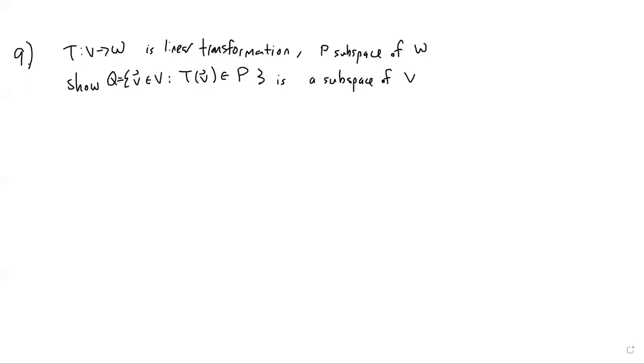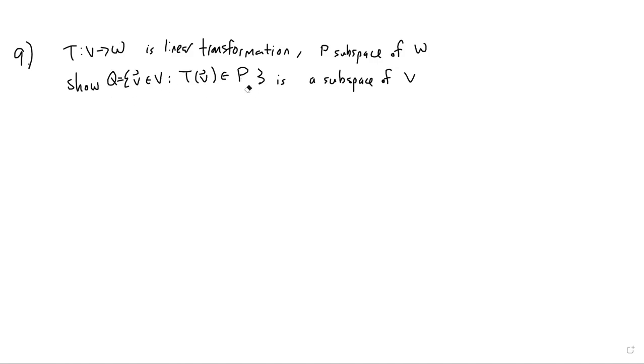Here we've got a subspace problem. We're told that we have a linear transformation T from some vector space V into some other vector space W. And in that codomain W, we have a subspace called P. What I want to do is show that this Q, I just named it Q so I have something easier to work with, is basically all of the elements in V that map into this subspace P.